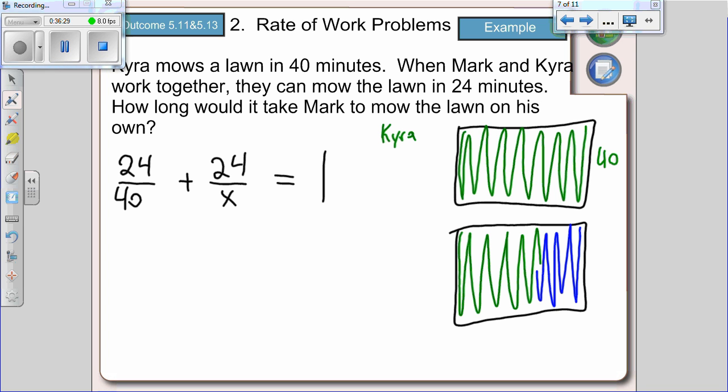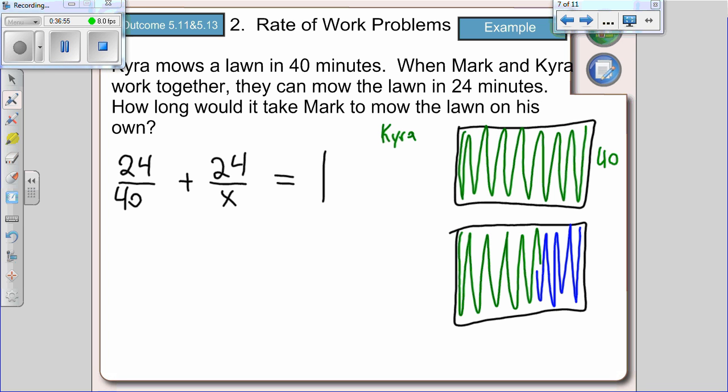Yeah, the one means they did it in one lawn. It depends. If it said they could do 24 minutes in 2 lawns, then it'd be 2. It's just how much work they actually did. So, if it's x on the bottom, would you multiply the other fraction by x?